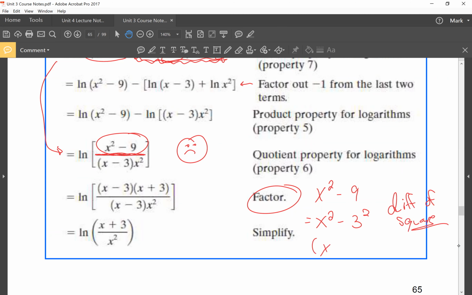So this becomes x plus 3. Sorry, x minus 3. Excuse me. I highly recommend you recognize differences of squares. I don't know if that's in your formula sheet, actually.